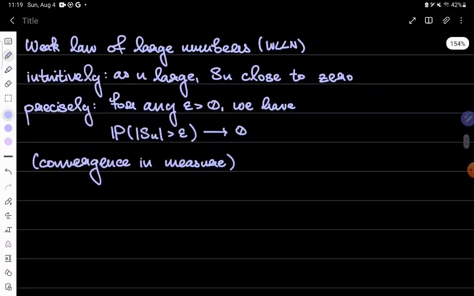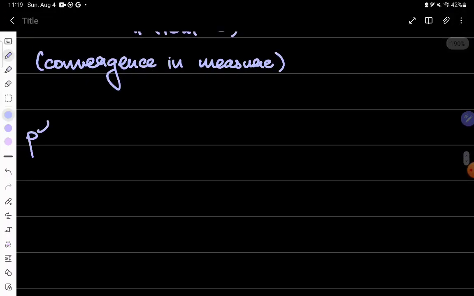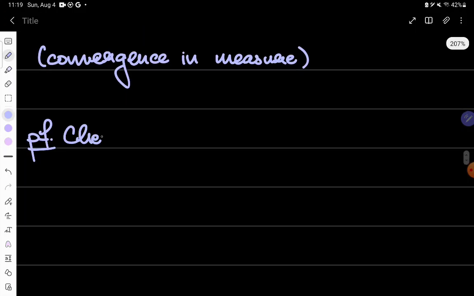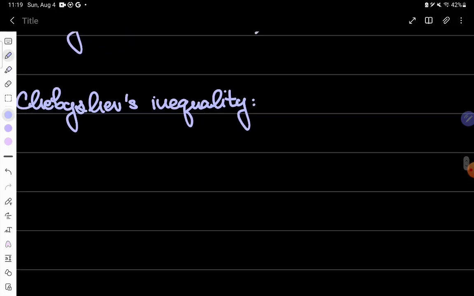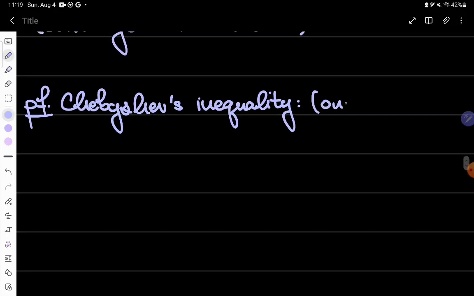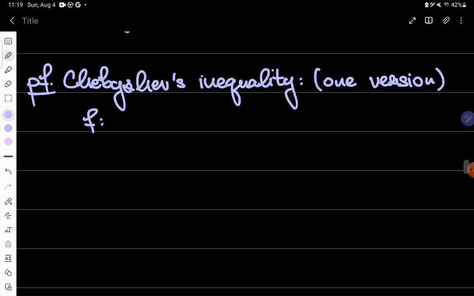Let's give a proof, which I think is quite illustrative and beautiful. It relies on a vital fact that is interesting in its own right, which is Chebyshev's inequality. And I'll state one version of it, or at least the version that's just as strong as we need, maybe not the most general.